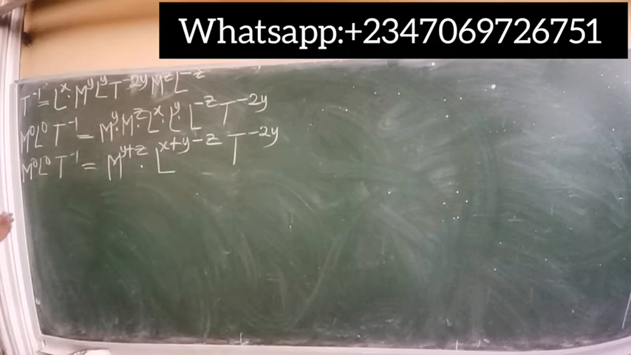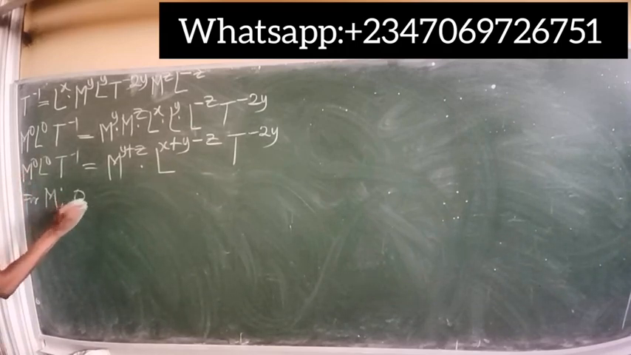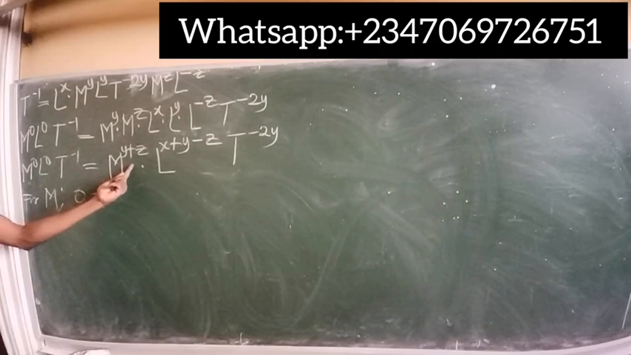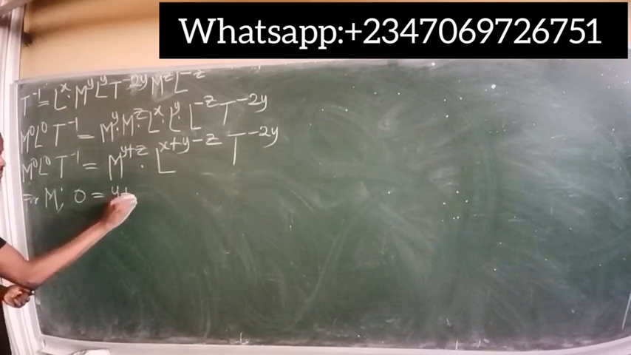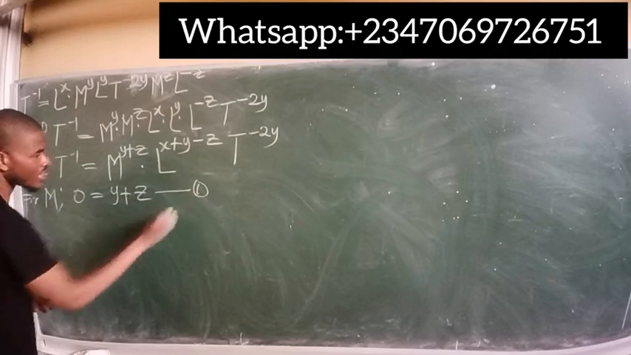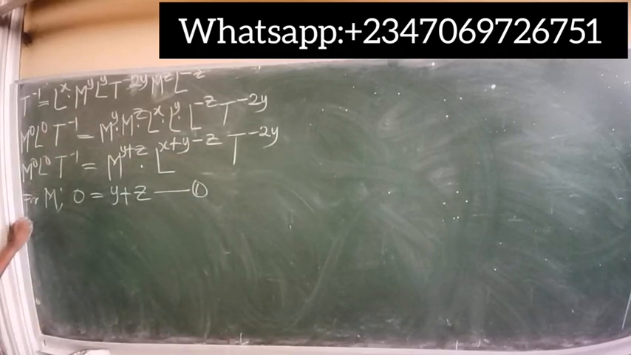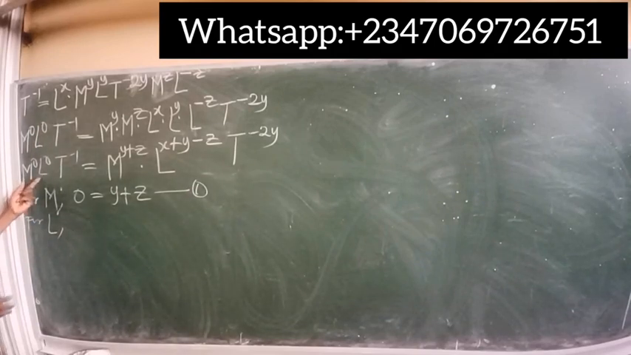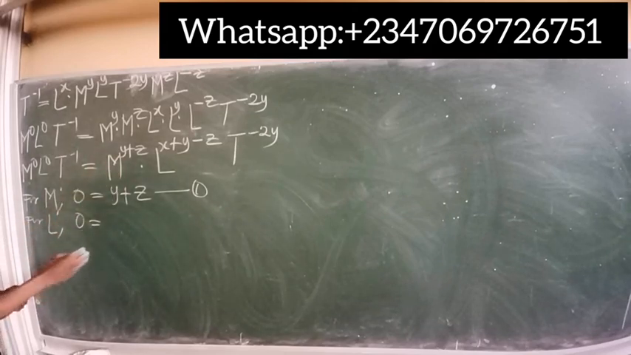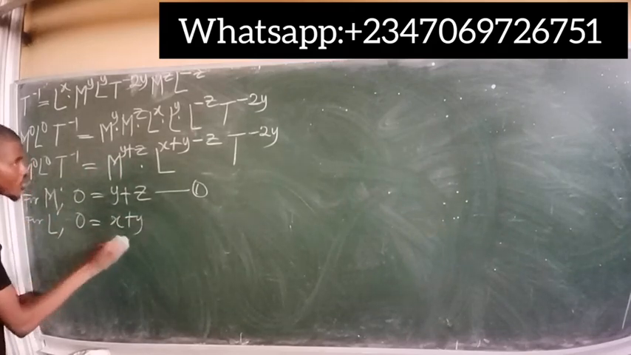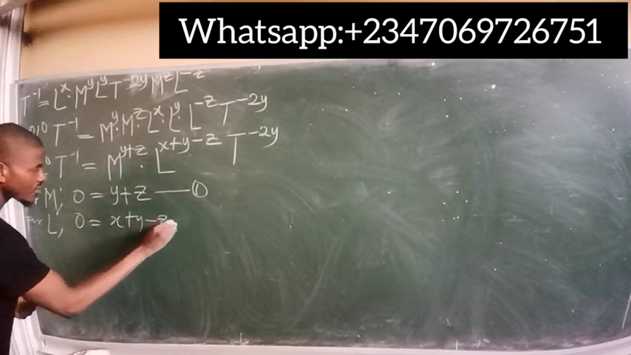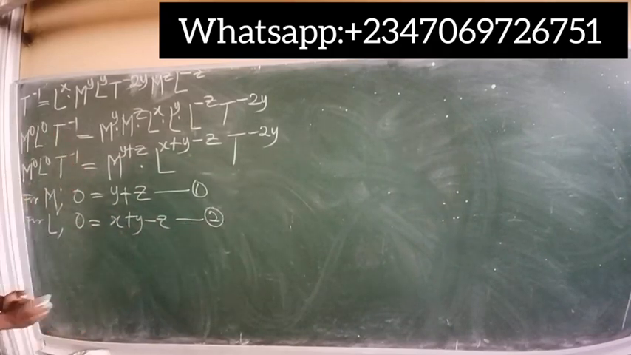All right, so that simply means, let's start with M now. For M, the power of M here is 0, so 0 is equal to the power of M on this other side of the equation, which is simply y plus z. So simply call this equation 1. Also for L, according to the principle, the power of L on this side here is 0, must also be equal to the power of L on the other side of the equation. And here we simply have x plus y, which is here, minus z. Call this equation 2.